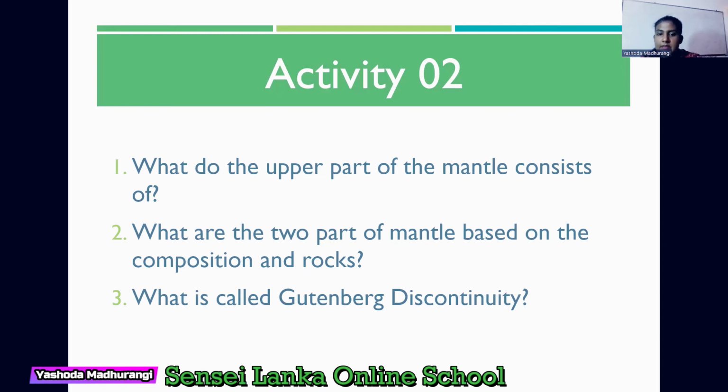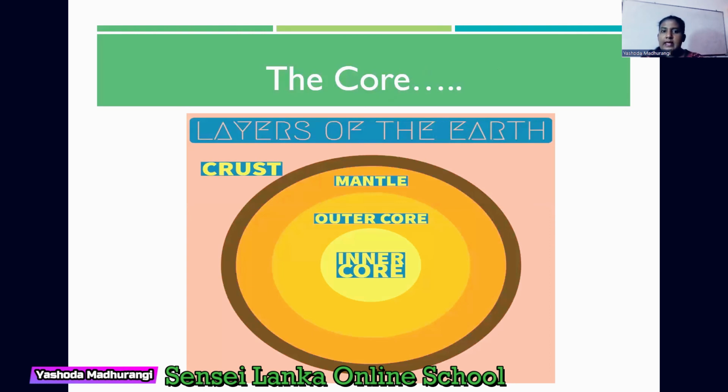For MCQs, sometimes there will be: What are the two parts of mantle based on the composition and rocks? The upper mantle and the lower mantle. What is called Gutenberg discontinuity? It is the boundary that separates the mantle from the core. So now I think it is clear for you. If it is not clear for you, you can contact me and then you can ask me anything.